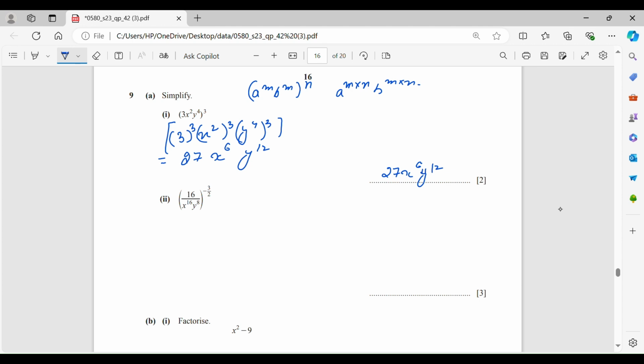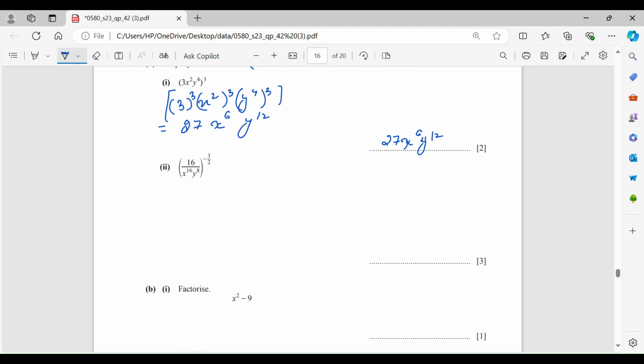So next is the second part. Here we have a negative exponent. For a negative exponent, to make it positive, we have to take the reciprocal of the base. That is, (a/b) raised to the power minus m is equal to (b/a) raised to the power m, right? So here x raised to the power 16, y raised to the power 8, over 16, this will be 3 by 2.